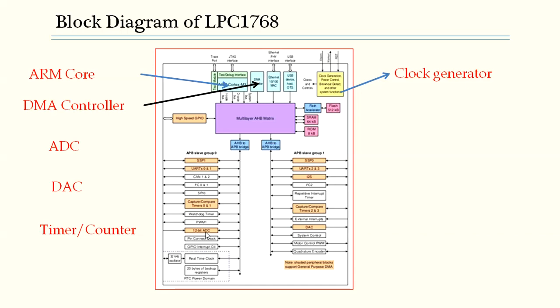These are all on-chip peripherals. Whatever we are discussing are the on-chip peripherals. The next one we have is the timer and the counter. This is a 32-bit general purpose timer and external event counter. LPC1768 supports four such 32-bit timers and counters. As you can see over here, capture, compare, timer 2, 3, and similarly capture, compare, timer 0 and 1. This is the timer and counter block.